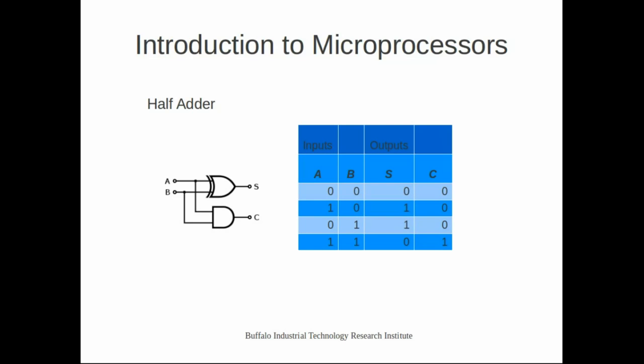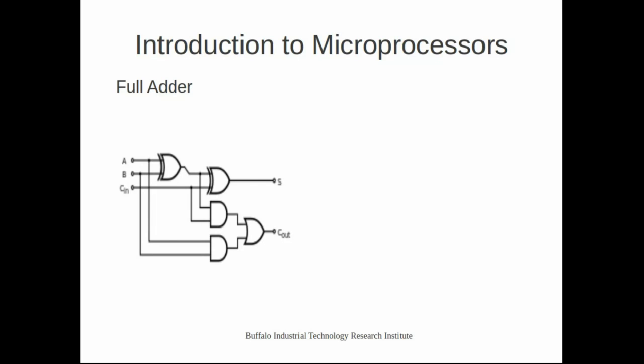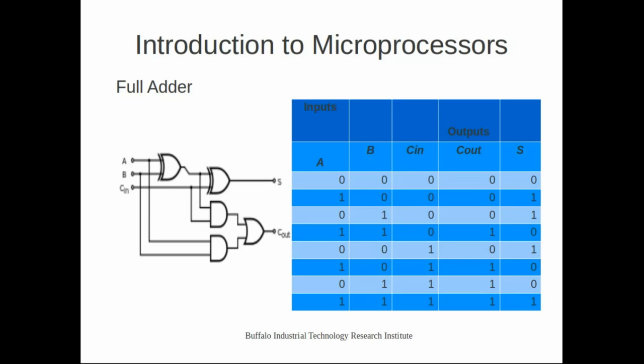When the inputs are both 0, the sum is 0, the carry is 0. When both inputs are 1, the sum is 0 and the carry is 1. A full adder is a circuit which has 3 inputs: 2 inputs and the carry from the previous addition. The truth table for full adder looks like this.